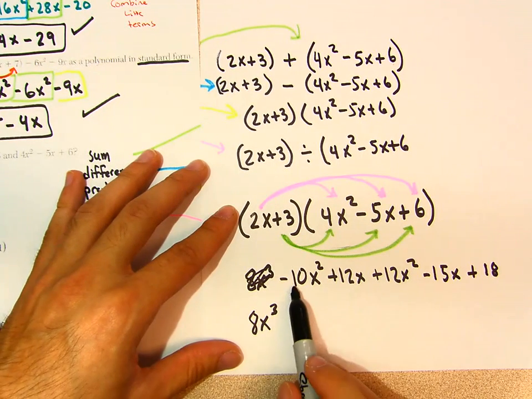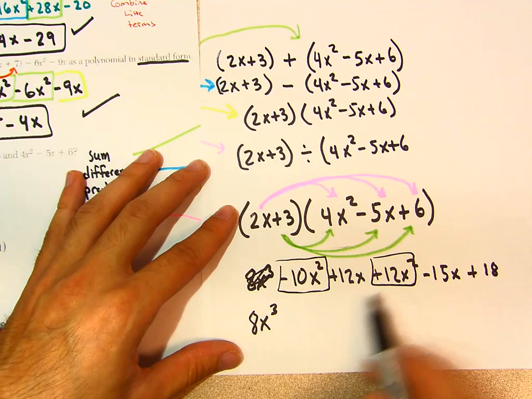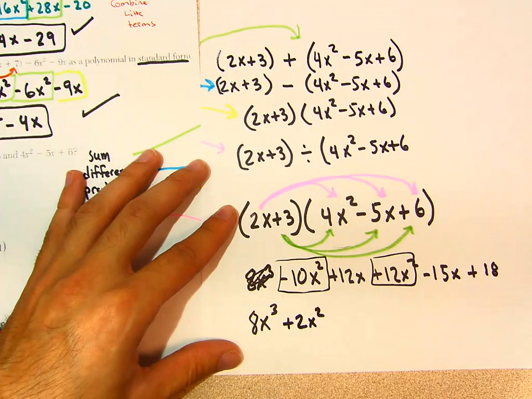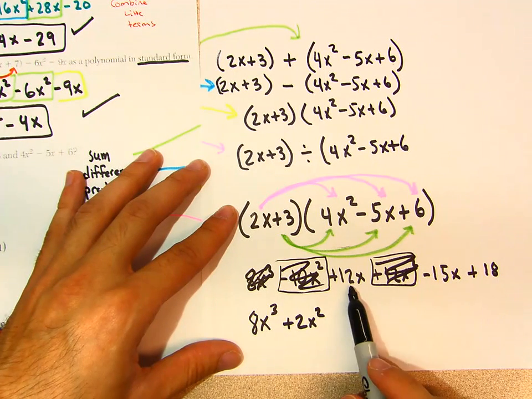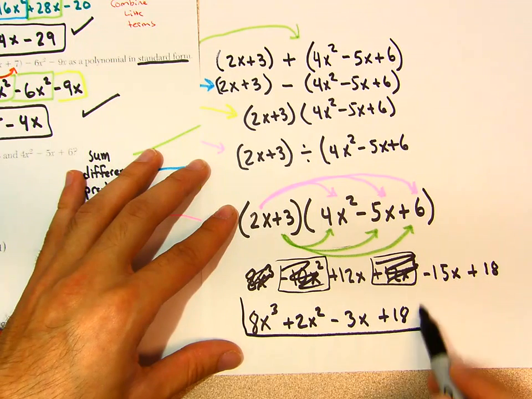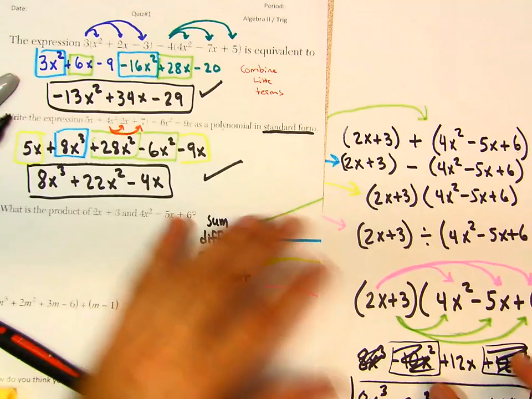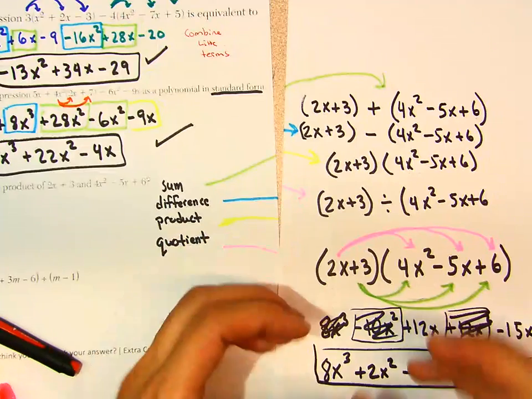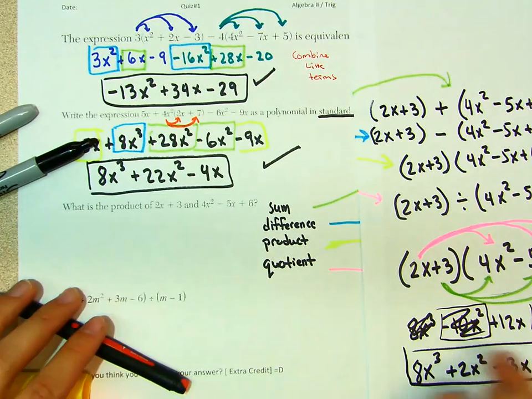Which one goes next? It's this negative 10x squared and this positive 12x squared, which becomes positive 2x squared. Then this is done. Negative 15 plus the 12 is negative 3x, then plus 18. Boom. You guys got to get fast and quick with this. You got to know how to box them. You got to look at them and see which ones you could put together. Okay? So this was the solution for this question.